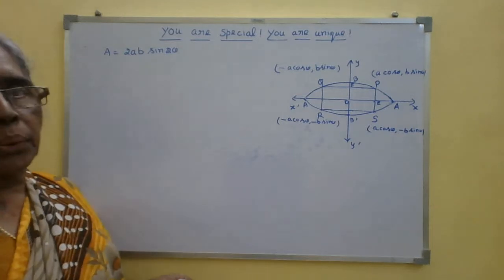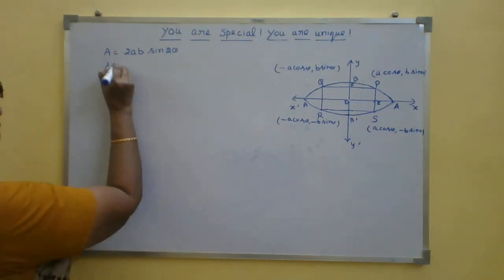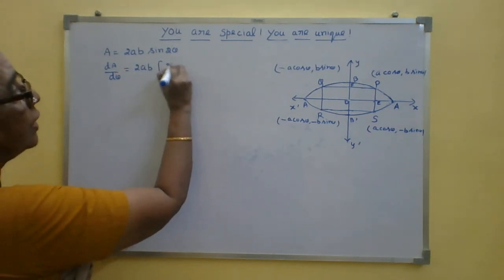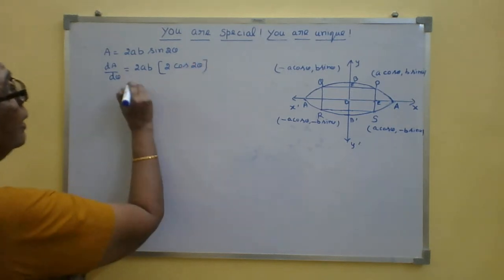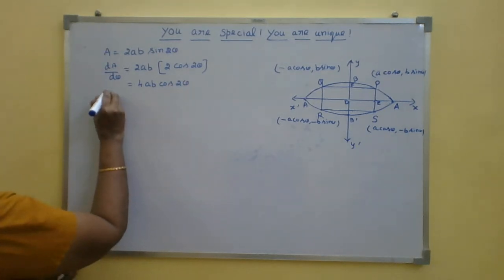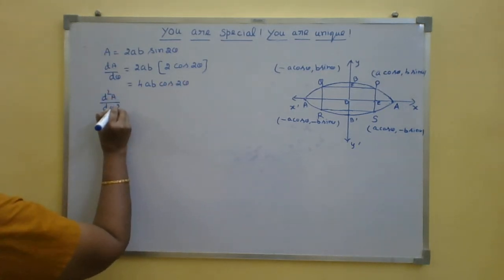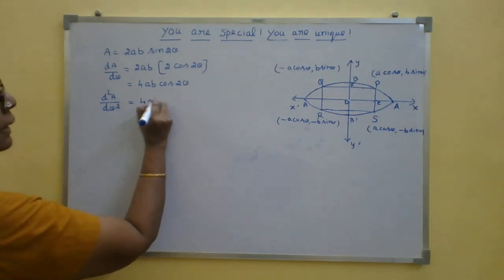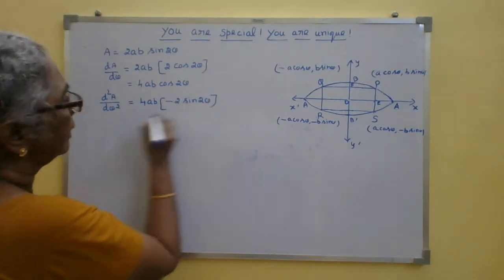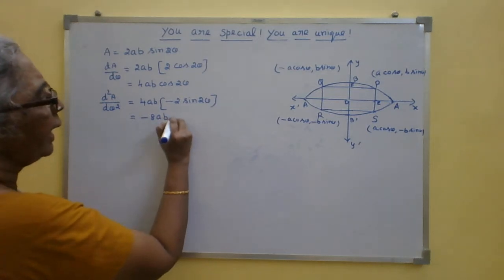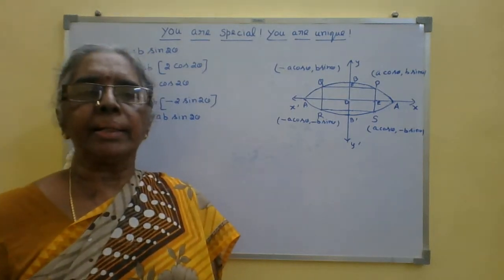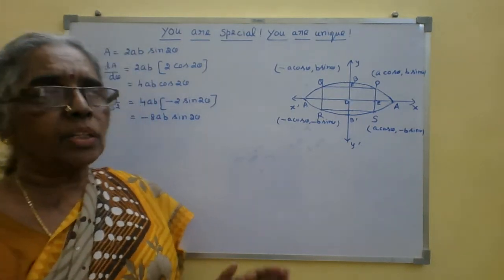A is 2ab sin 2 theta. Let us now find dA by d theta. That is equal to, write the 2ab as it is. For sin 2 theta, if you differentiate, you will get 2 cos 2 theta. You can write it as 4ab cos 2 theta. Coming to the next derivative, d square A by d theta square, that will be, write the 4ab as it is. If you differentiate cos 2 theta, you will get minus 2 sin 2 theta. So you will be getting minus 8ab sin 2 theta. So I have found the two derivatives, dA by d theta and d square A by d theta square.